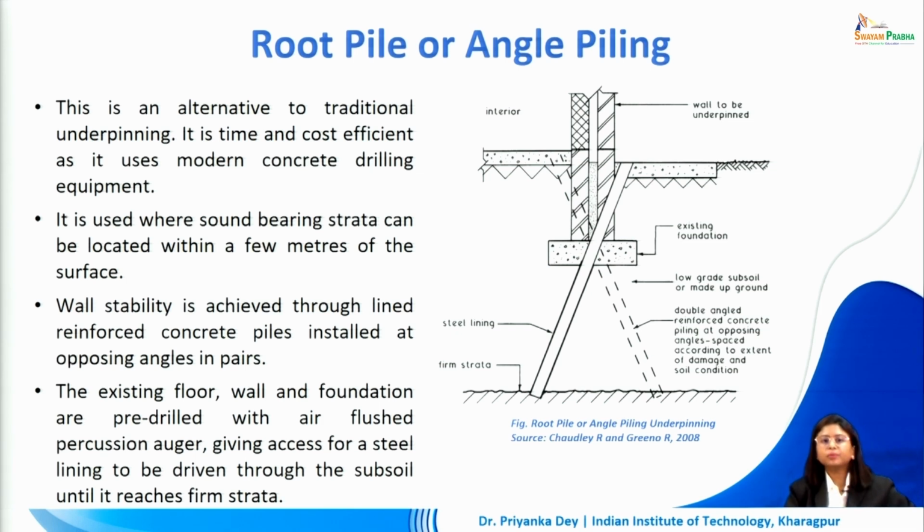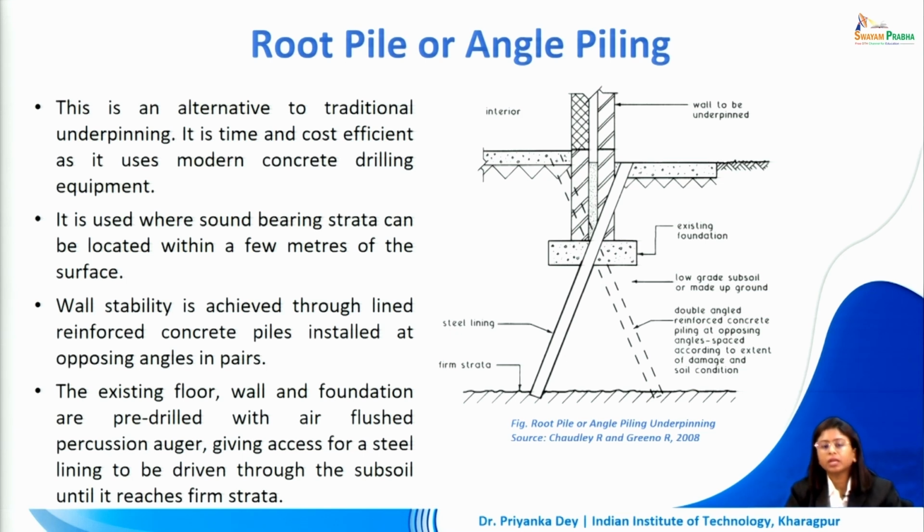The next type of underpinning involves root pile or angle piling. This is an alternative to traditional underpinning. It is time and cost effective as it uses modern concrete drilling equipment. It is used when the sound bearing strata of the soil is located within a few meters of the surface, so we do not need to go very deep to get the proper strata needed to support our existing foundation.